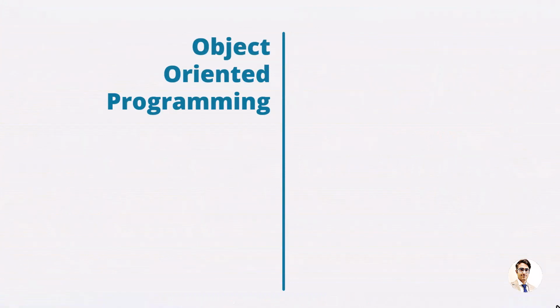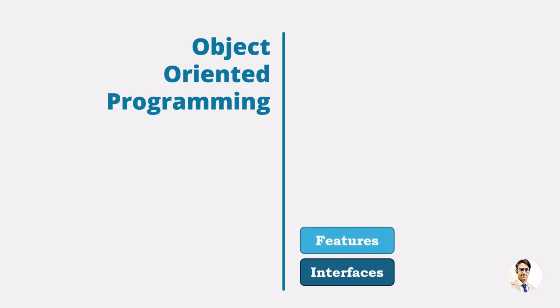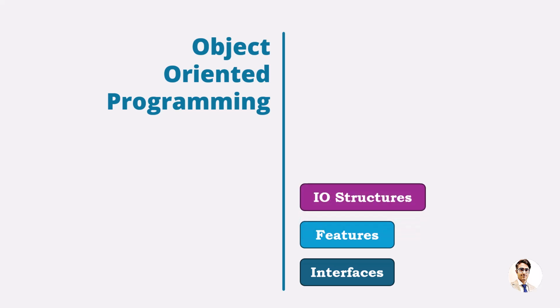Object-oriented programming is divided into seven main layers. The first one is interfaces and abstractions. An interface is a blueprint for a class that lists a set of methods and properties. In the next layer, the feature layer defines the specific attributes and behavior of a class. In the I/O structure layer, we define the set of necessary inputs and outputs of the classes.